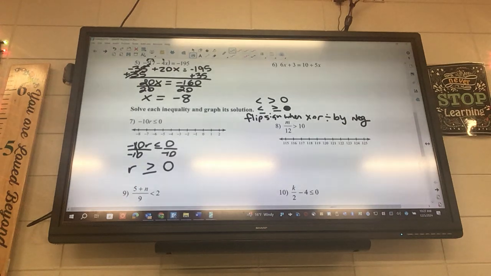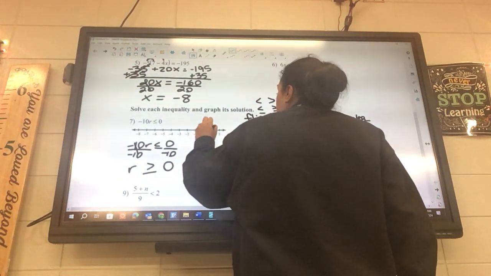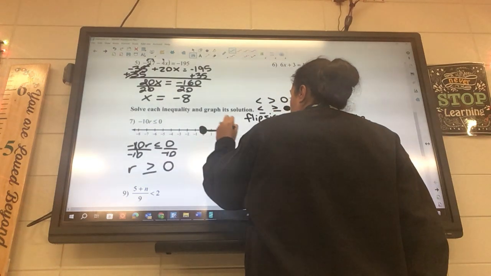Okay, on the 0, should that be open or closed? Closed. Should be closed. And which way is it going to go? To the left or to the right? Right. To the right.